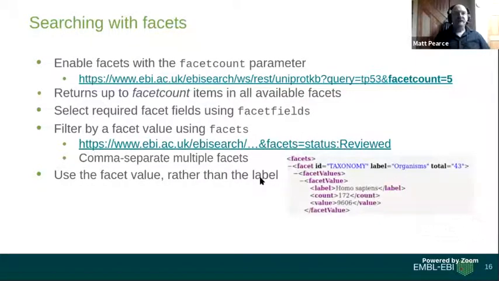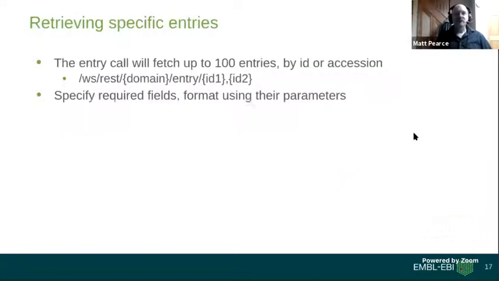Just as a note, you should use the facet value rather than the label. So for this particular facet that I brought up on screen, if you wanted to filter by taxonomy for Homo sapiens, you would actually set your facet to taxonomy:9606, which is the value for that facet rather than the label, which avoids any tricky issues with things like quoting terms and so on.